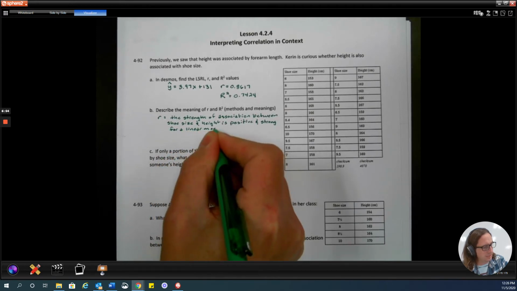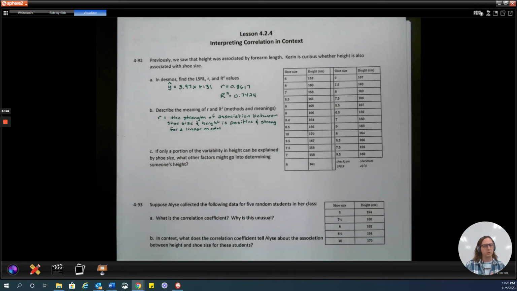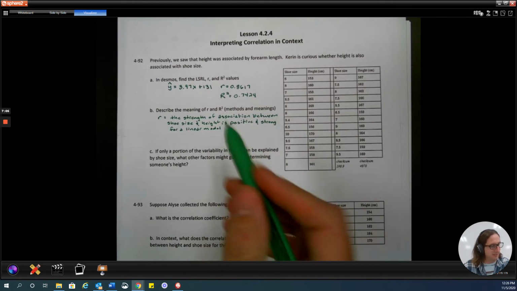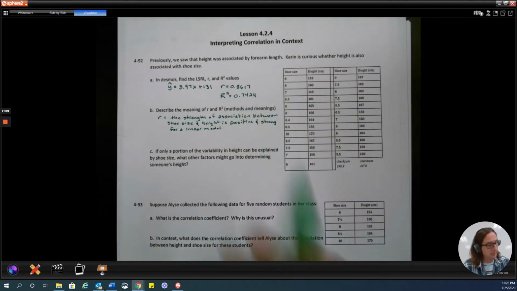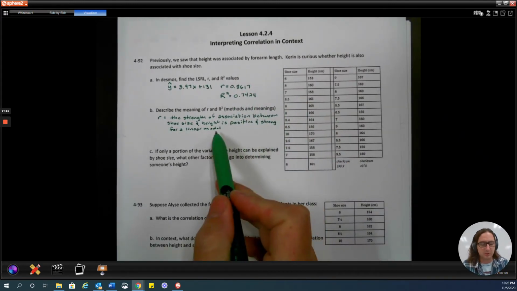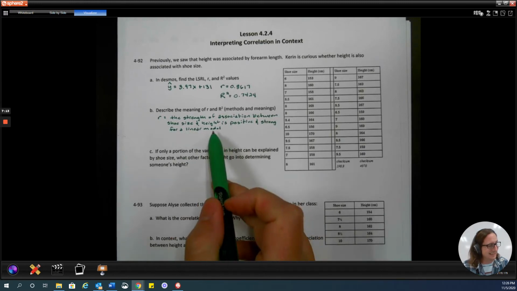So we were just checking with Desmos to see, hey, we made a line. Desmos, what do you think? Should we have used a line? Is it pretty strong for making a line? And Desmos came back and said, well, you got an R value of 0.8617. So what does that mean? It means that we've got a pretty strong association between shoe size and height.